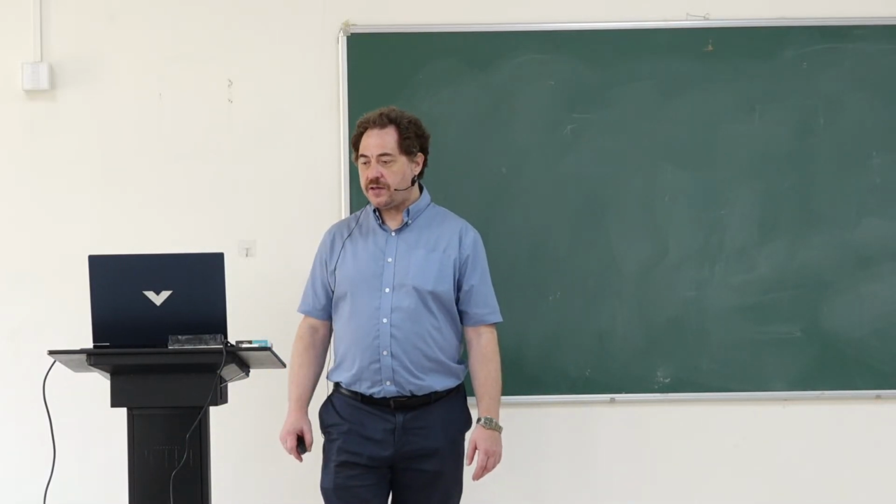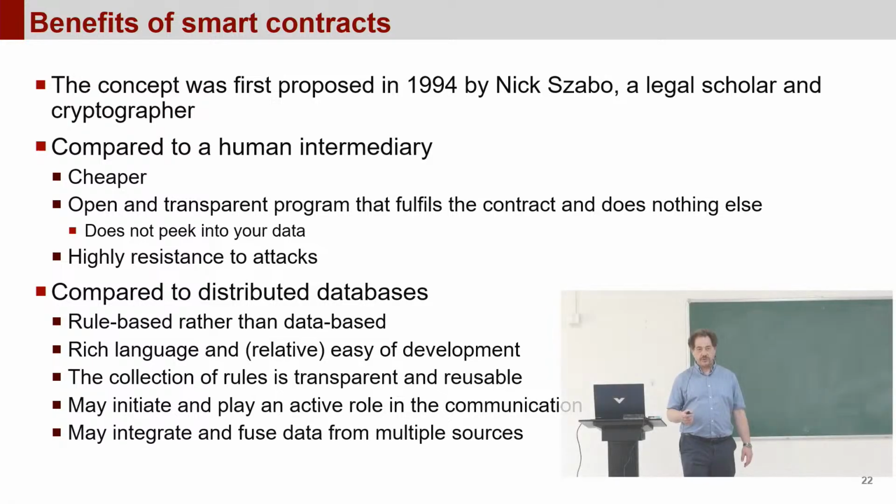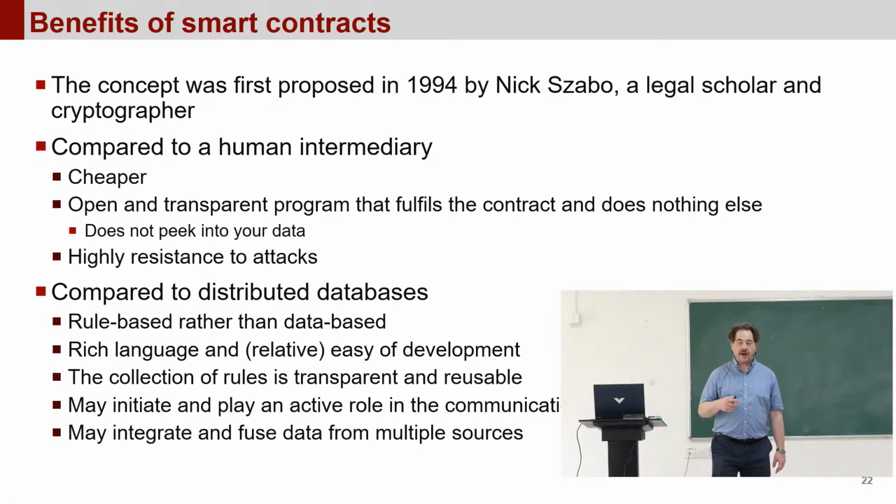However, around 1994, there was no blockchain. So at this point, the idea of smart contracts was proposed as a concept independently of the ledger. It was not until 2013 that Ethereum combined the two concepts together.